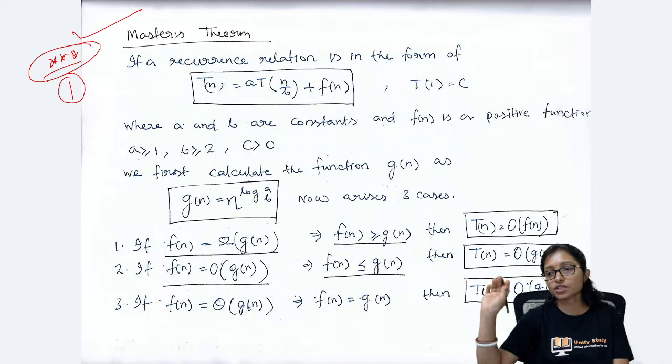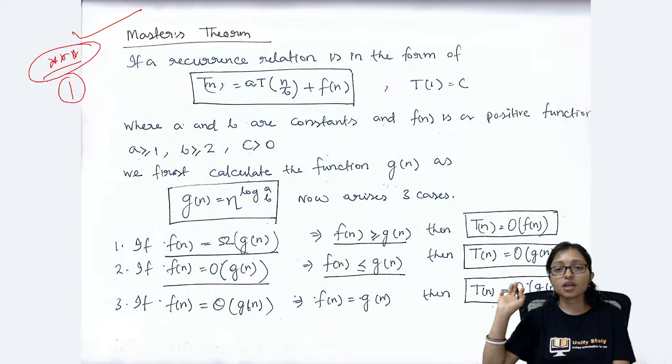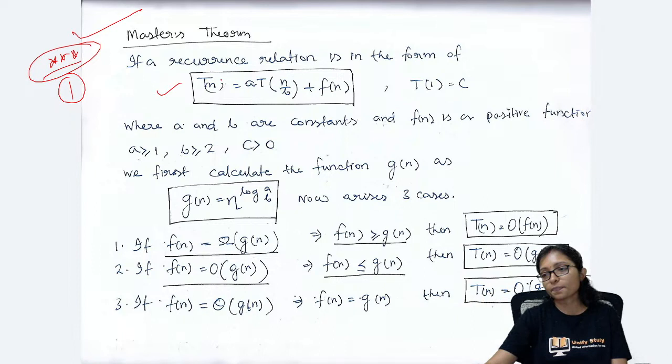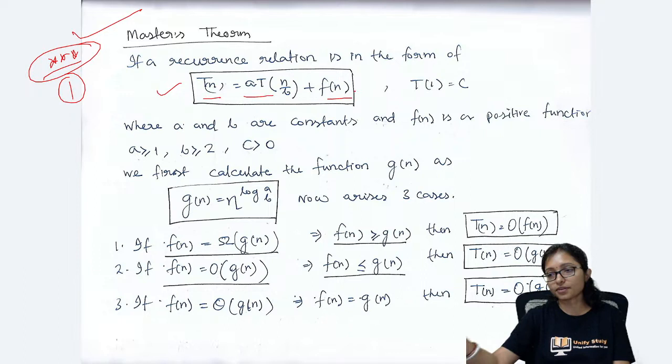Master theorem, next topic. So master theorem, how to do it? Always remember master theorem is in this format. First of all, the format should be clear. Tn equals a T(n/b) plus f(n). Now we will do g(n).